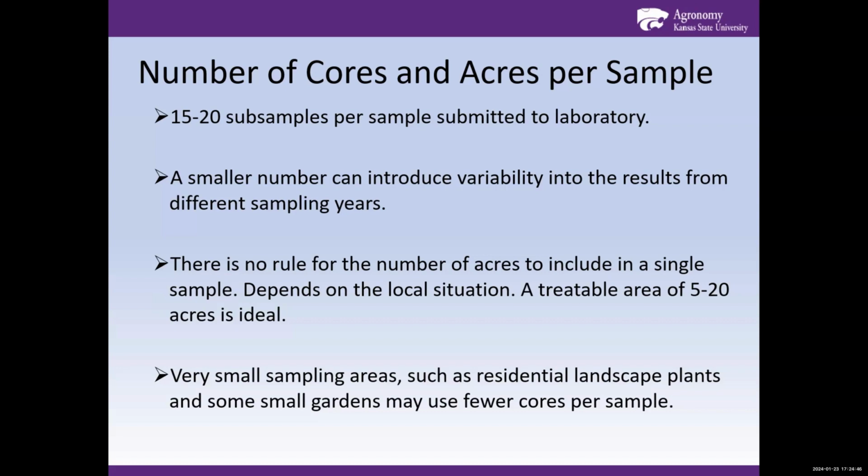And like I said, the lower the number of cores you pull, the more variability you introduce in results, because you can see high phos levels one time or extremely low the next. So that's where that 15 to 20 sample cores per sample comes in.